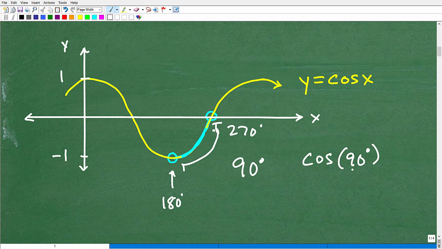I want you to use the graph. What is the value of cosine of 90 degrees? Well, the cosine of 90 degrees is what? Well, this is 0 degrees. This is 180 degrees. So halfway through is 90 degrees.